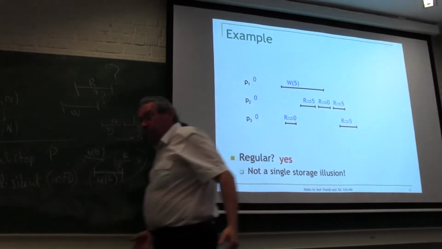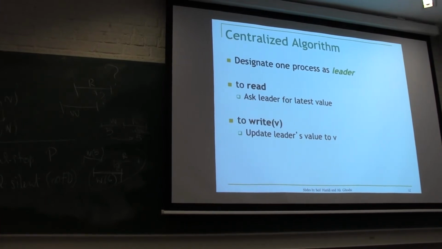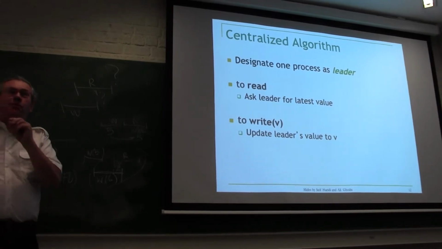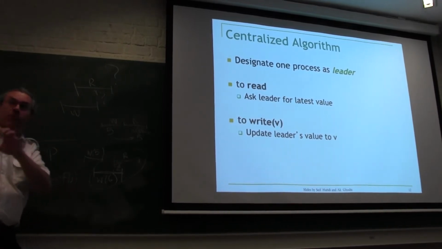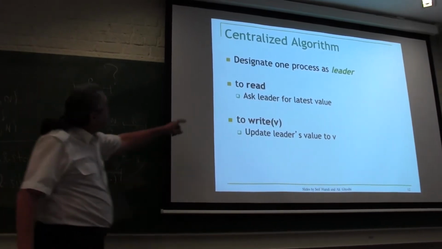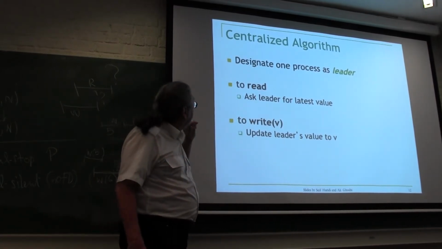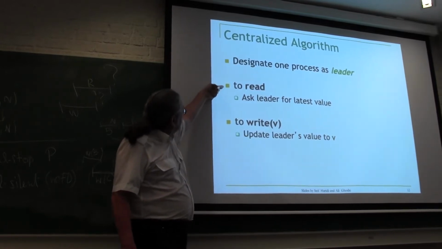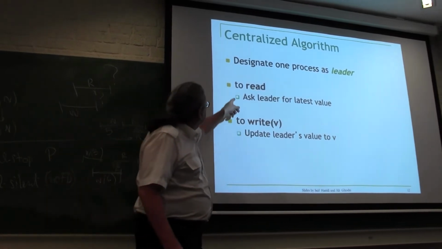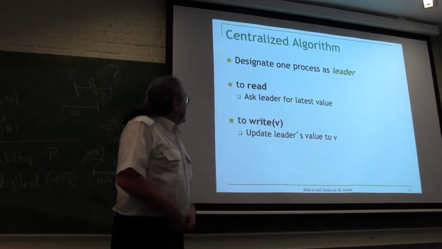But the algorithm is pretty simple for regular registers. I will now give you an algorithm. First, I give you a very, very simple one. As usual, we start with very simple algorithms, and we build up as we go farther. So here's a very simple algorithm. One process is the leader. This is a 1-N algorithm. And this is the read code and the write code. This is really high-level pseudocode. If I want to read, I ask the reader for the latest value.